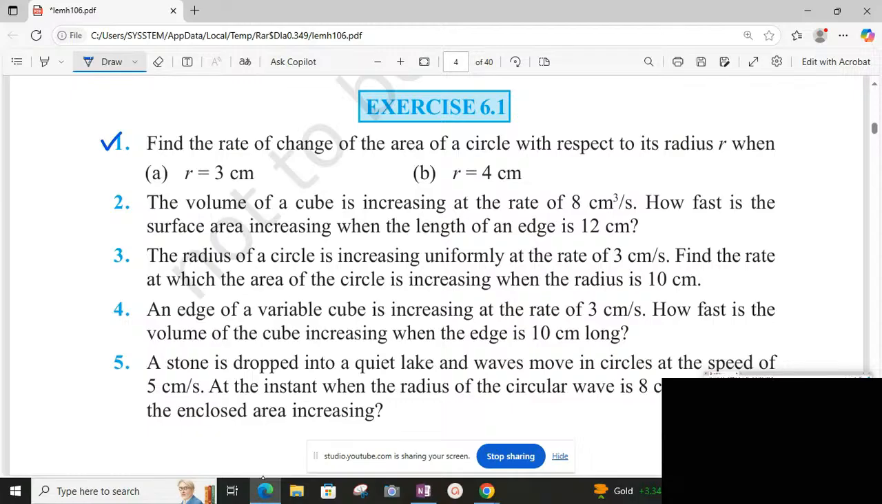In question number 1, it asks us to find the rate of change of the area of a circle with respect to radius r when a, r equal to 3 centimeter and b, r equal to 4 centimeter. So question number 1 has two parts, a and b. Let's see the solution.